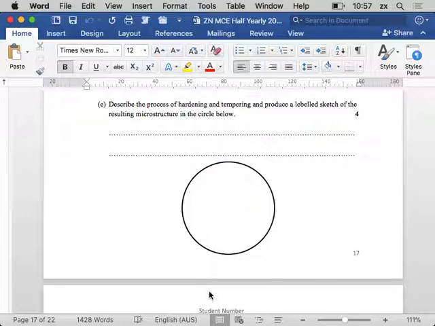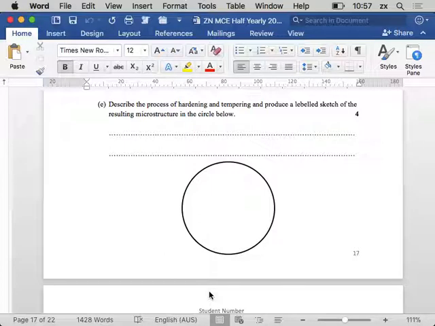Okay. Now, describe the process of hardening and tempering to produce a labeled sketch of the resulting microstructure. Now, I don't remember who it was, somebody who felt the need to correct my spelling and then forgot to label the drawing. I wish that you had just labeled the drawing instead of correcting my spelling. Yeah? Okay. Someone, describe for me the process of hardening and tempering.